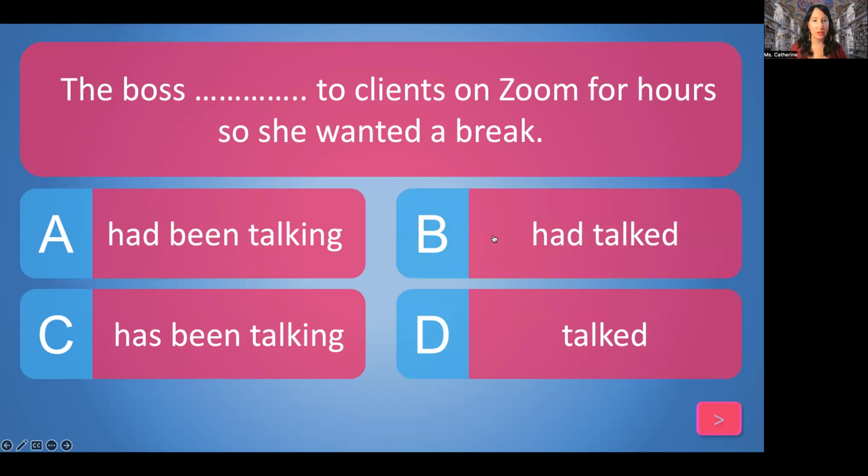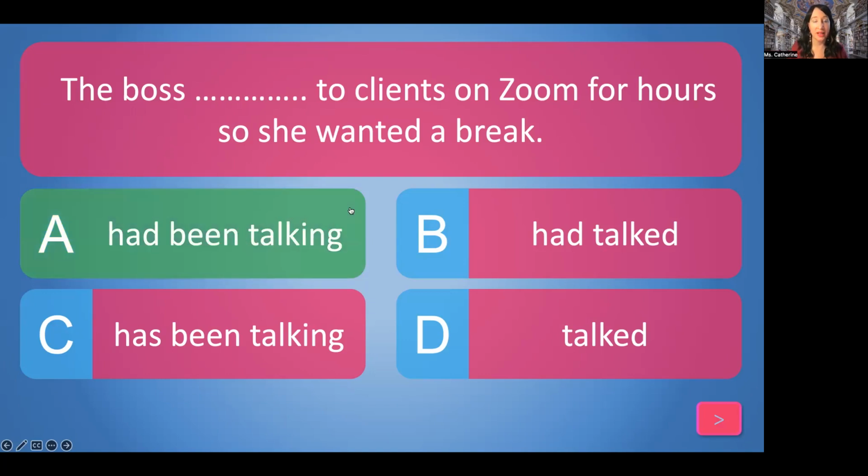How about this one? The boss blank to clients on Zoom for hours, so she wanted a break. Is it A, had been talking, B, had talked, C, has been talking, or D, talked? All right, this is tough. What do you think it is? Is it A? You think it's A? Yes. Okay, had been talking.